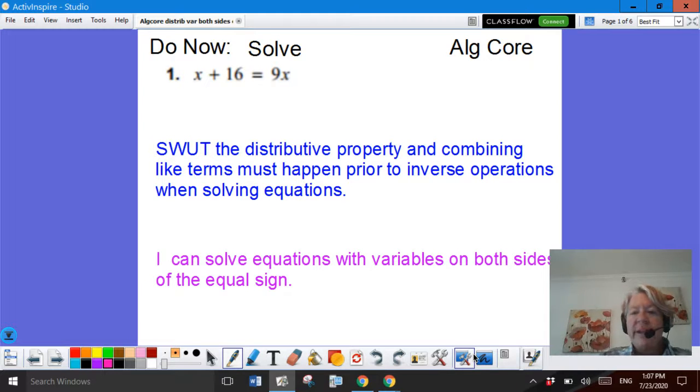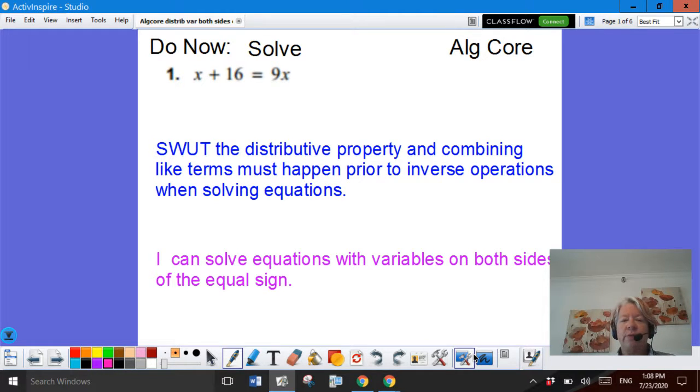All right, so hopefully you made good progress on solving equations when you had variables on both sides. Remembering we almost always try to move variables to the left, but we can move them to the right if we have to, or we can flip the equation. So today we're going to be working on variables on both sides, but we're also going to add some distributive property and even some like terms, okay?